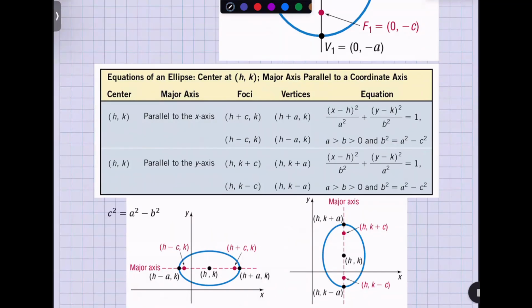So are we ready for some examples? Because just information doesn't really add up until we actually do examples, right?